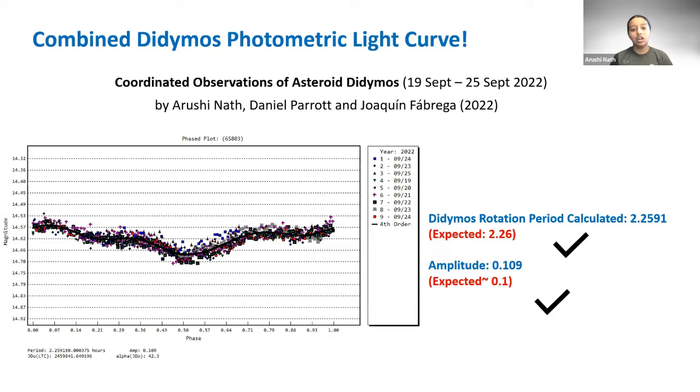And I was able to get a rotational period of 2.2591 hours, which is very accurate, since the expected rotational period was 2.26 hours. And also, I was able to get an accurate amplitude. The amplitude is basically the change in the brightness over one duration of time. So like the maximum brightness it will reach and the lowest brightness it should reach. The expected amplitude should be around 0.1, and I was able to get 0.109, which is very accurate again.